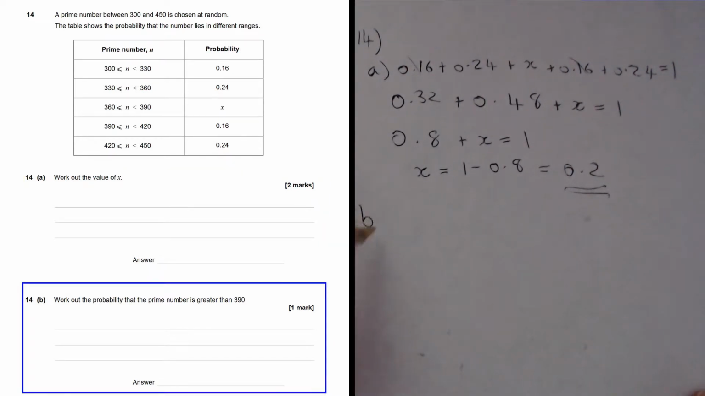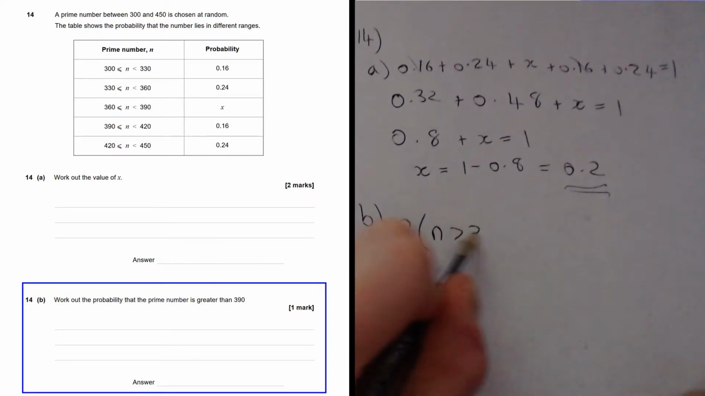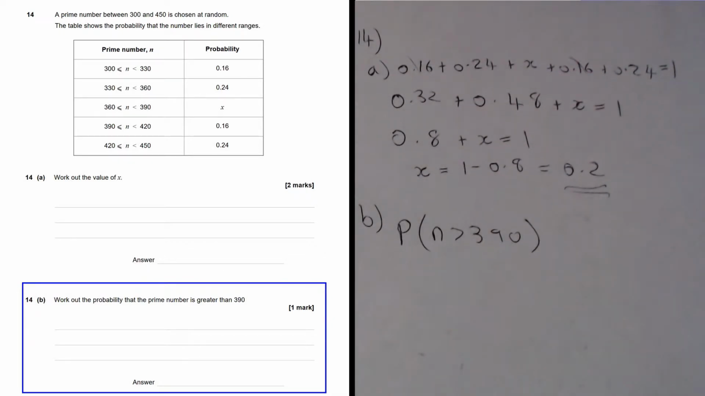In part B, we are asked to work out the probability that the prime number is greater than 390. So we want the probability that n, our prime number, is greater than 390. And this is the notation I tend to use. So I have a P open brackets, so the P means probability, and then the thing in brackets means the thing I would like to know the probability of. So I'm looking for the probability that n is greater than 390. Well, we are going to have to use the table for this.